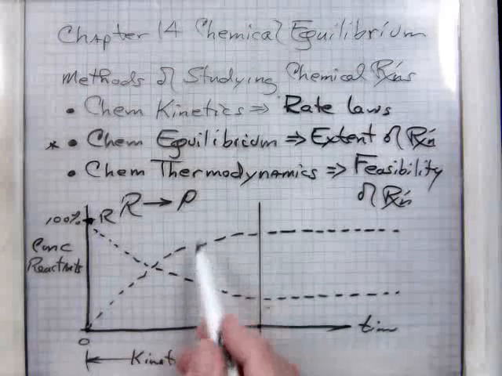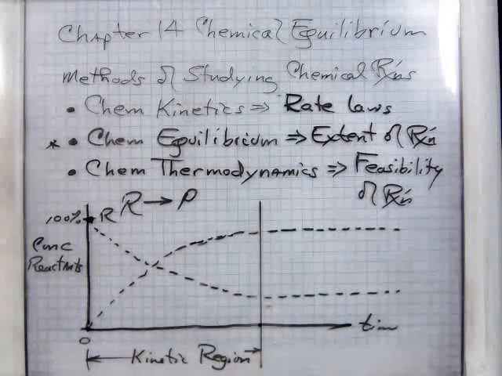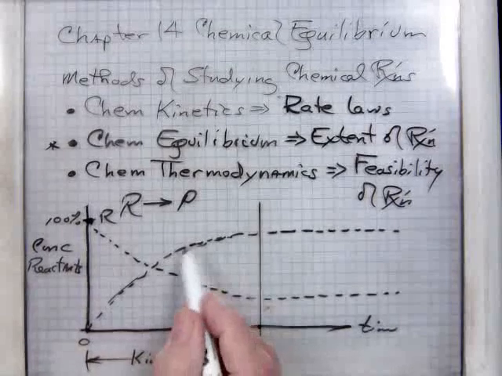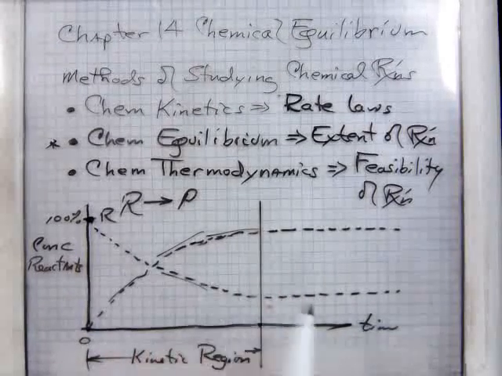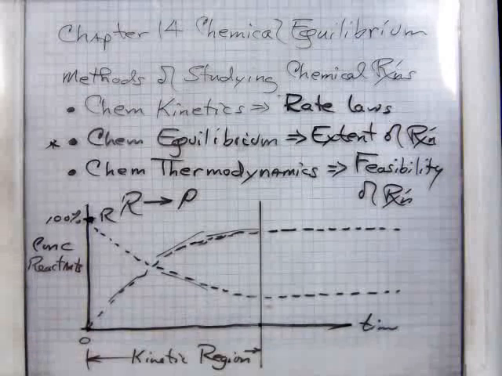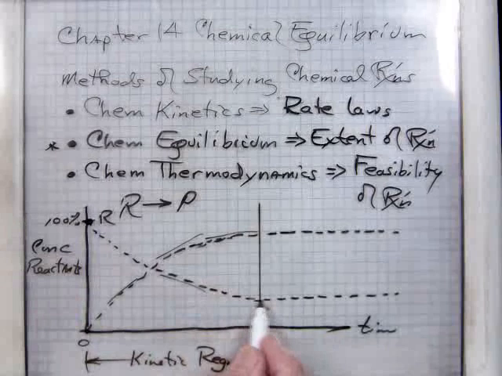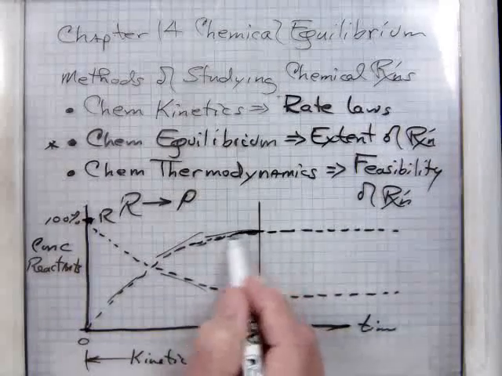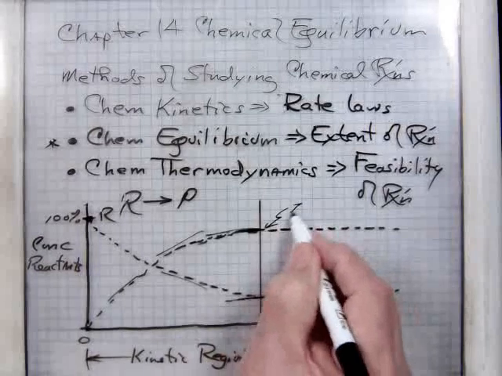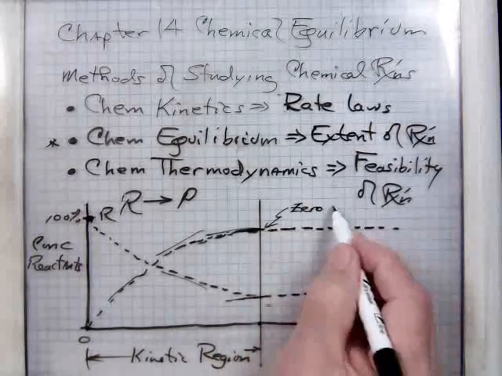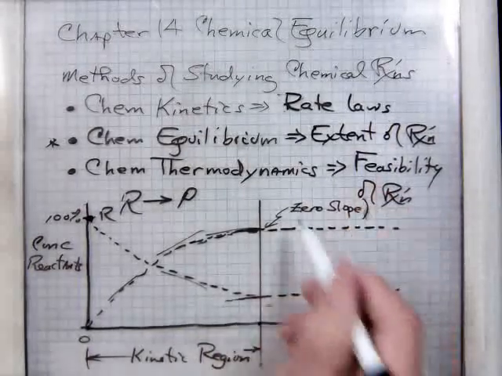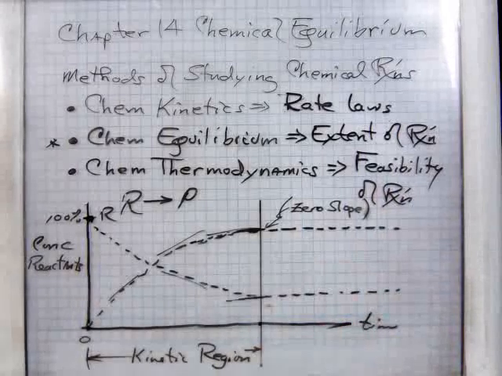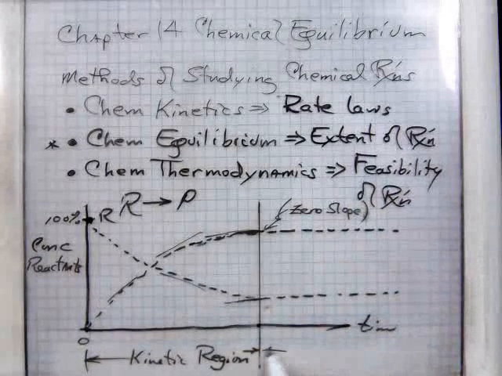In this portion of the curve, no tangent is constant. So you have a constantly changing tangent in both the reactant concentrations and the product concentrations, and it's decreasing to a 0 tangent, zero slope. At that point, we begin the equilibrium region. No mystery, you've seen this before.